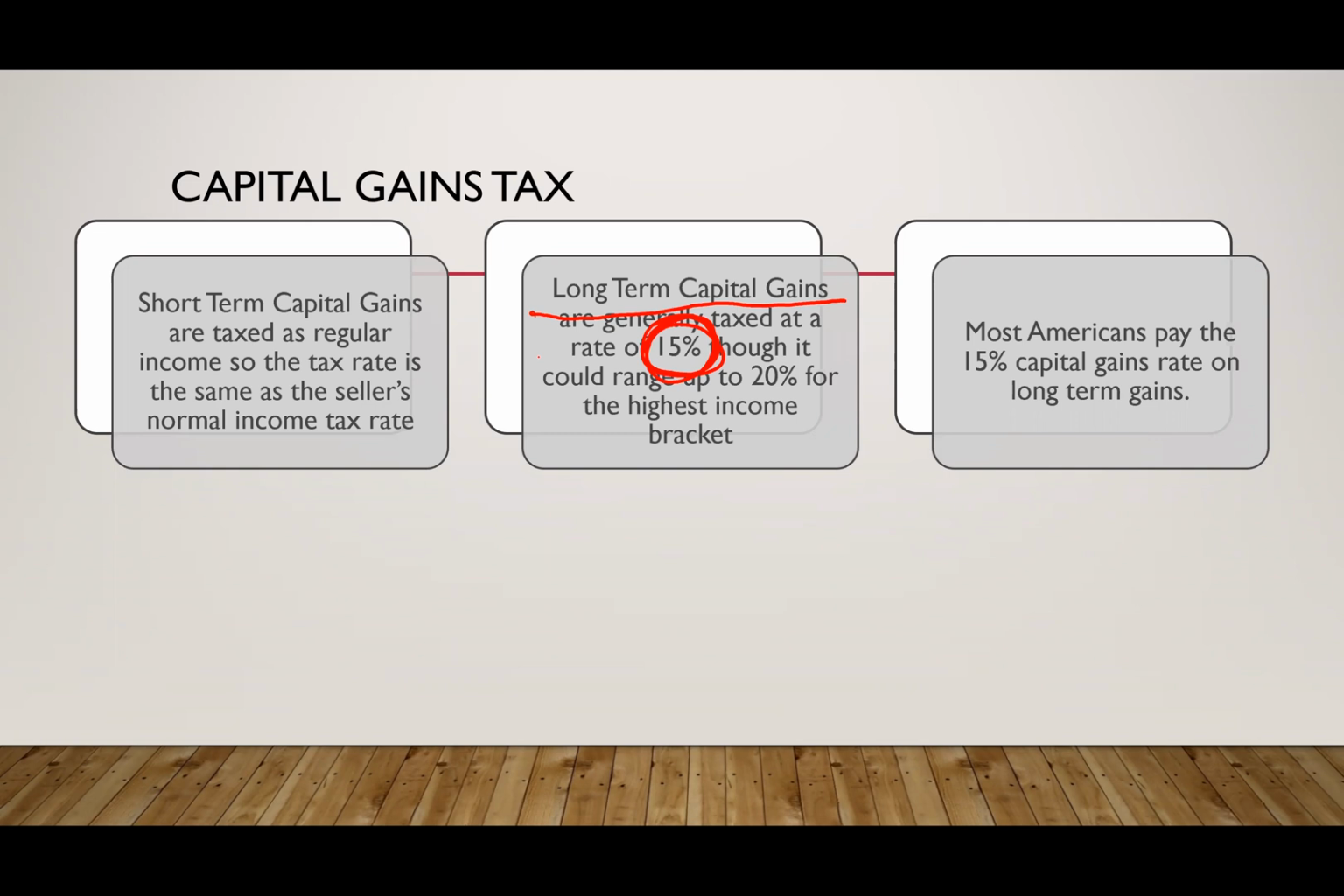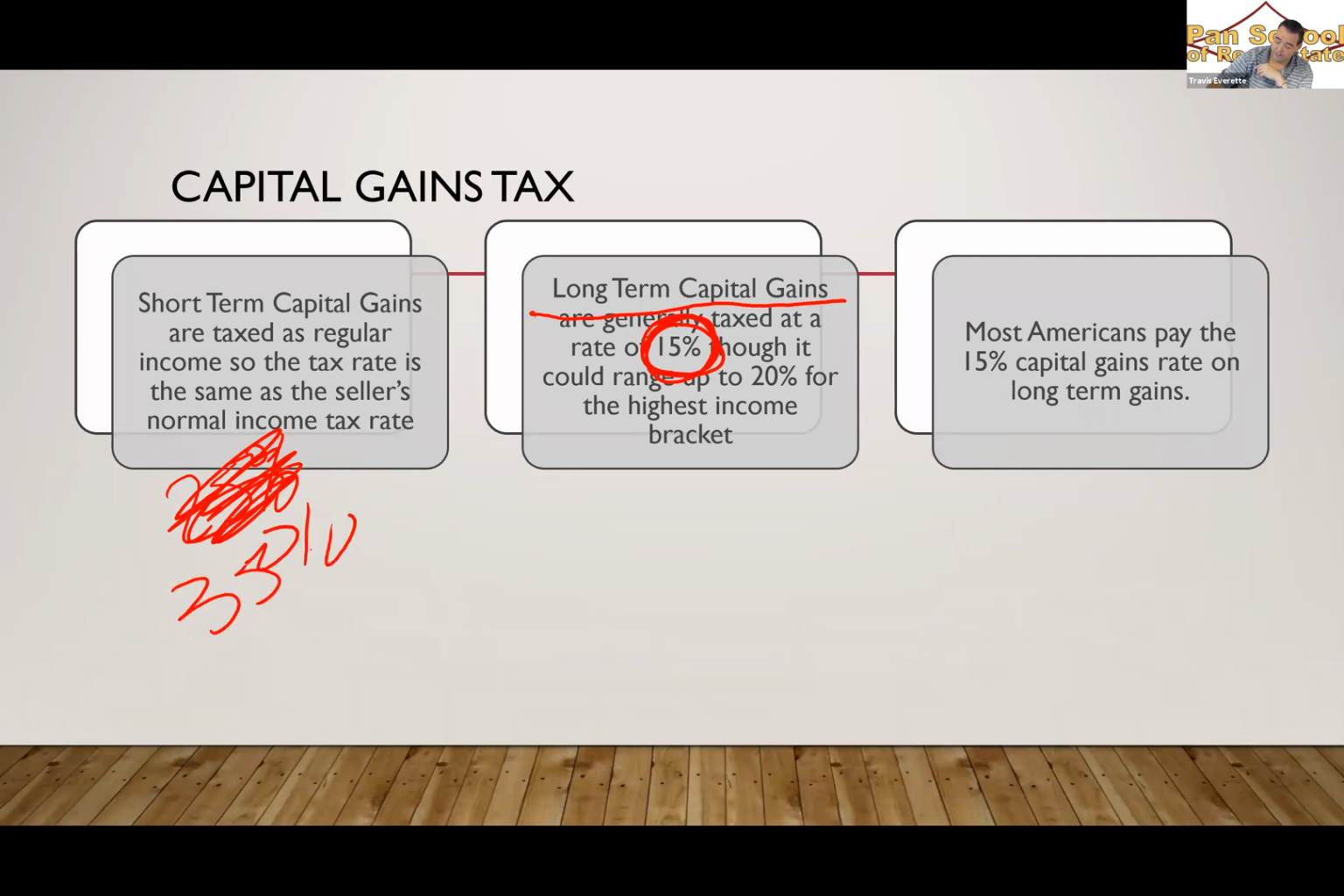Which is better, 15% or 25%? 15. Which would you rather pay? 15. If you're in a 25% tax bracket and you own that property less than a year, guess what your capital gains tax rate is? 25%. If you're in a 35% tax bracket and you own that property less than a year, guess what your capital gains tax rate is? 35%. It's the same thing. So if you have somebody who's in a 35% tax bracket, might they be interested in holding that property for at least a year? Yes.